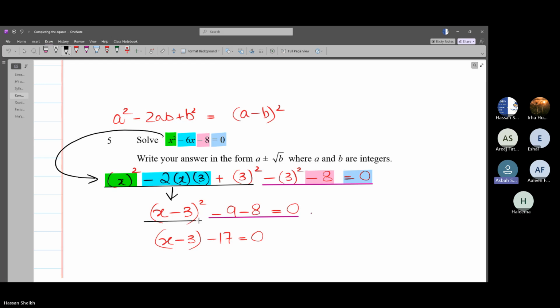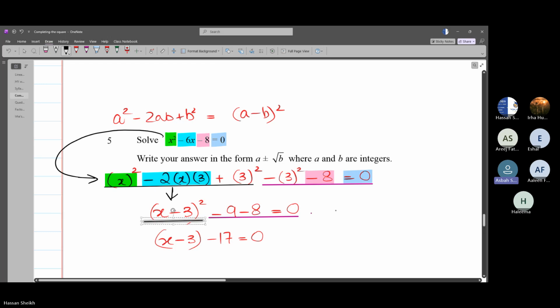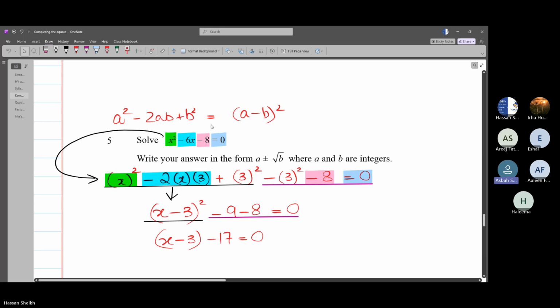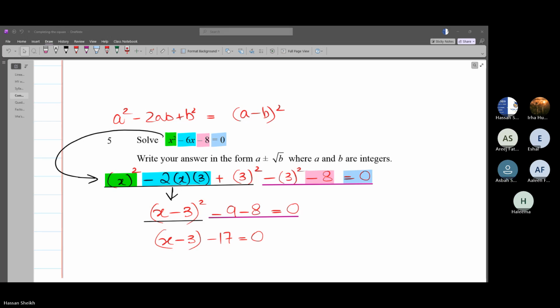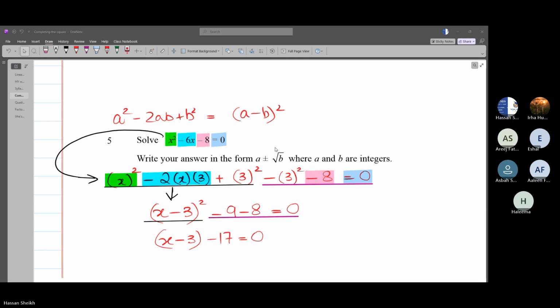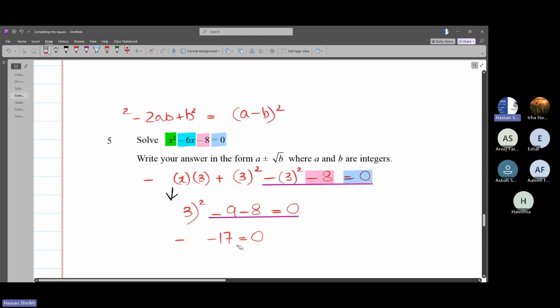Sir, how did you do the step where you took x square minus 2x into bracket 3 and turned it into x minus 3 square? Asba, focus, okay? Students, please focus. Let's start one more time.